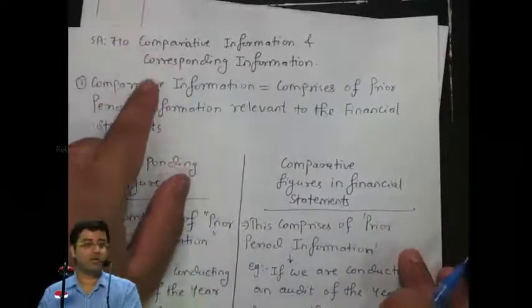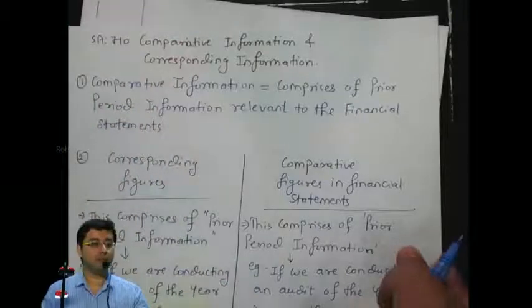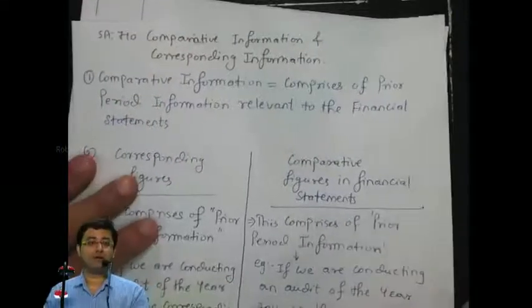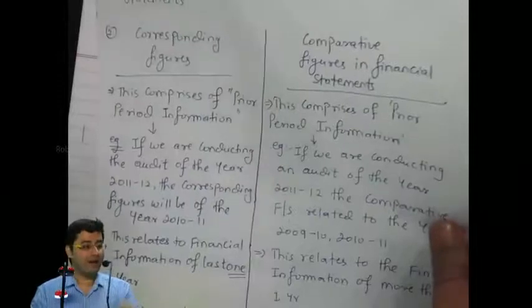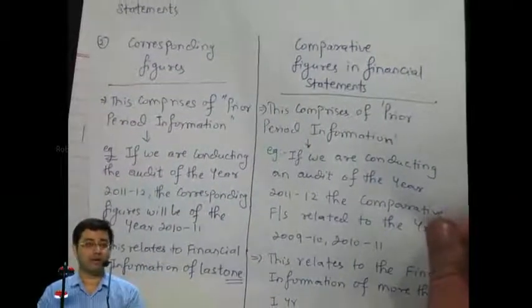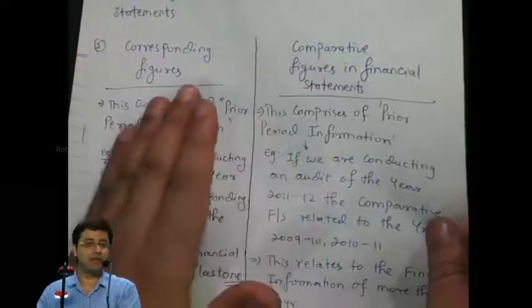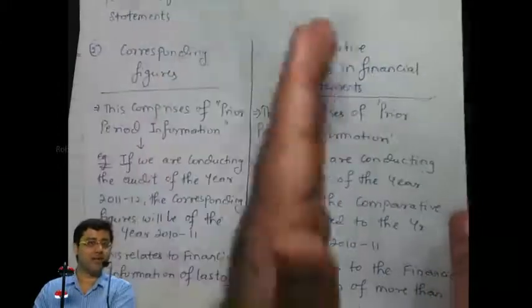So this corresponding and comparative information standard should be applied only when you have newly joined the company and you feel that there is some element of doubt, not in the current year figure. Why? Because current year figures are being audited by you only. So you need not worry about the current year figure. You should worry more about the adequacy or the reliability of information of the corresponding figures and the comparative figures. Have you understood this point?